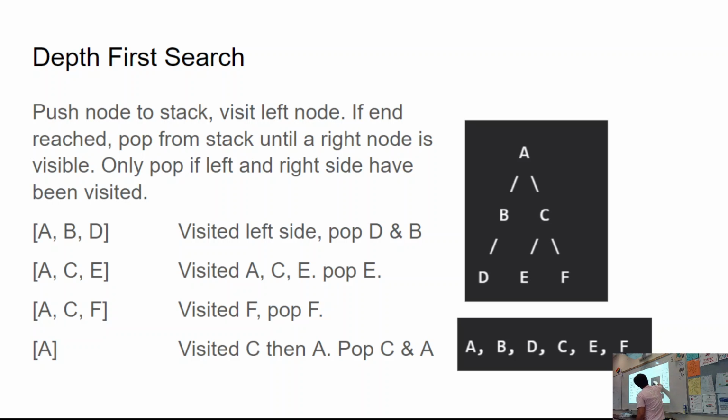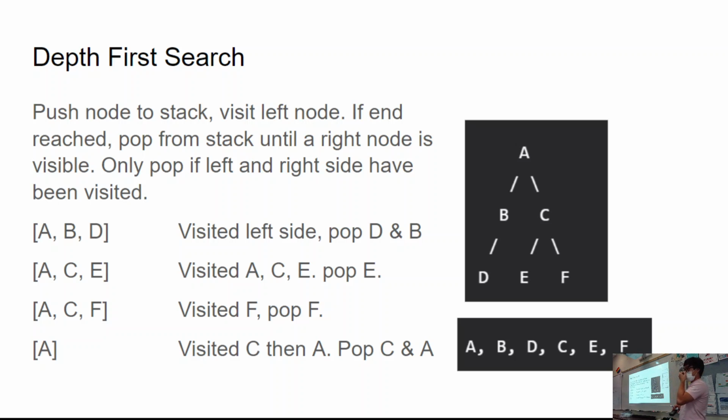We go on the right side, we say C. We haven't visited C, so we add C to the stack. C has a left and a right side, we go down the left side. We add E. We go down the stack here. E doesn't have a left or right side, so we pop it off the stack. Now we go back to C, and C still has a right side. So we add F. We go down to F, and then we go all the way back up to A. So we pop off F, we pop off C, we pop off A.